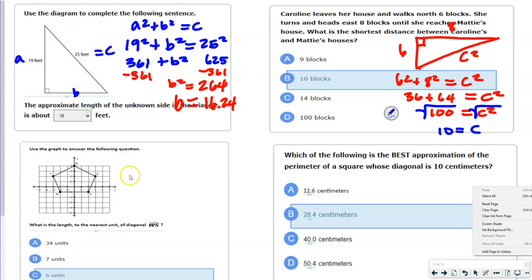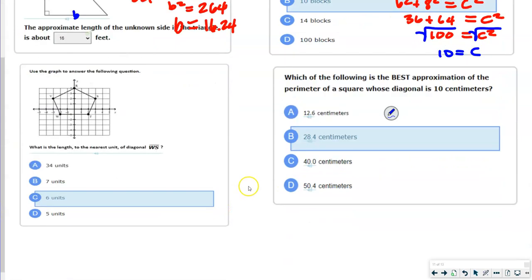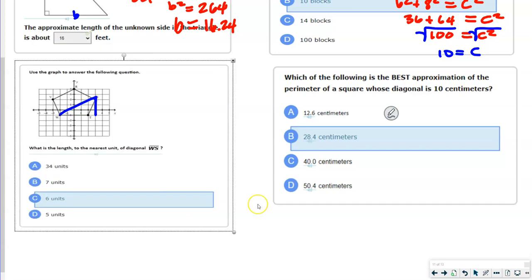Okay, then this next one says, what is the length to the nearest unit of the diagonal WS? So WS is right there. All we have to do to find the length of that is draw a right triangle, because we're looking for the hypotenuse of this right triangle. So there's my right triangle. We have a height of 1, 2, 3, and a width of 1, 2, 3, 4, 5. So what is the length to the nearest unit?